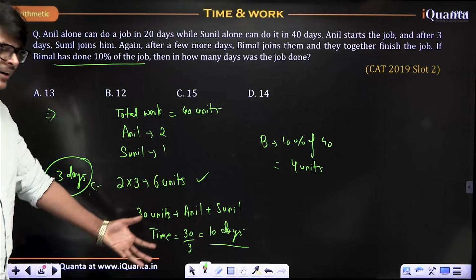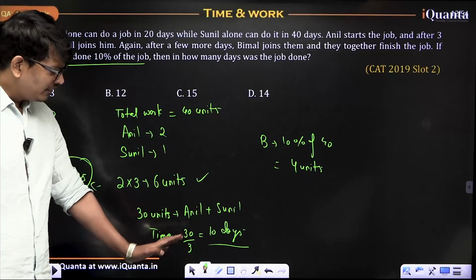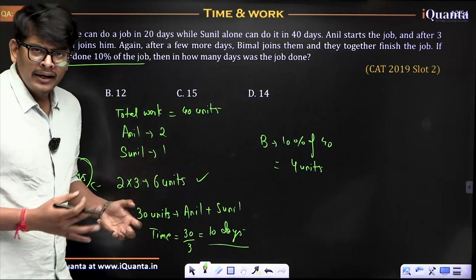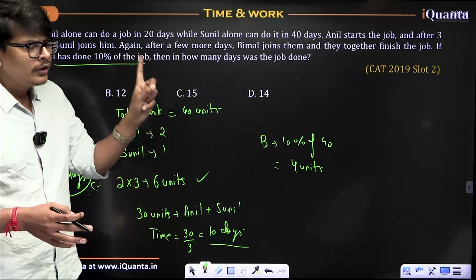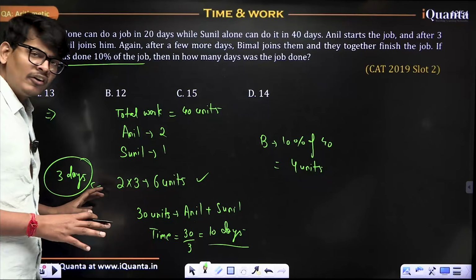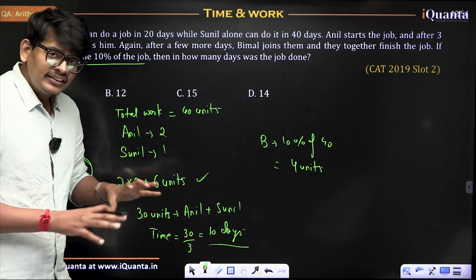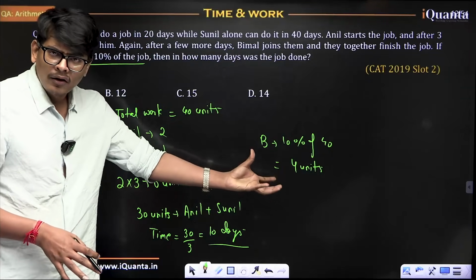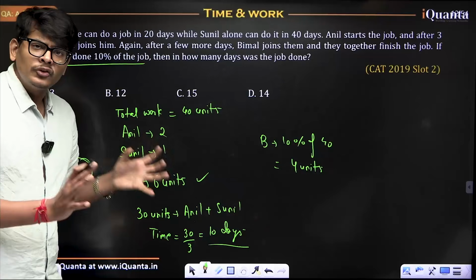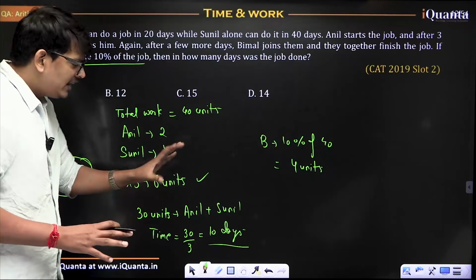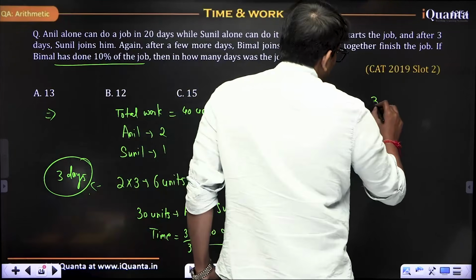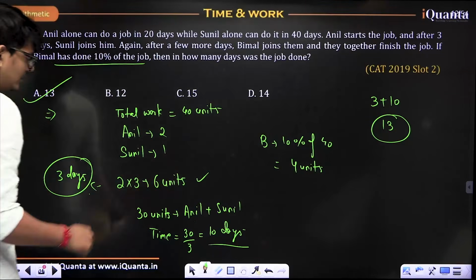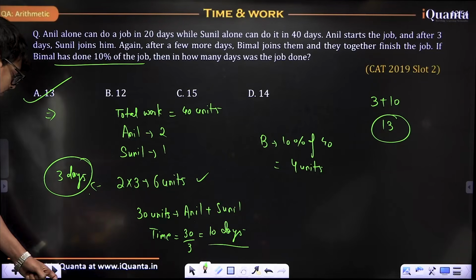Okay? In 10 days, obviously, Bimal will also be working with them, but we do not need to worry about in how many days Bimal is completing his work. We need to find out the total time. So we can say Anil is working for 3 days, and then the remaining 10 days, they somehow manage to complete the remaining work, right? In some part, Bimal will also be working. In some part, Anil and Sunil will be working alone, right? So we can say the total time will be 3 plus 10, 13 days. It's a very good question, guys. But if you solve this in this way, you can solve this question within 30 seconds.